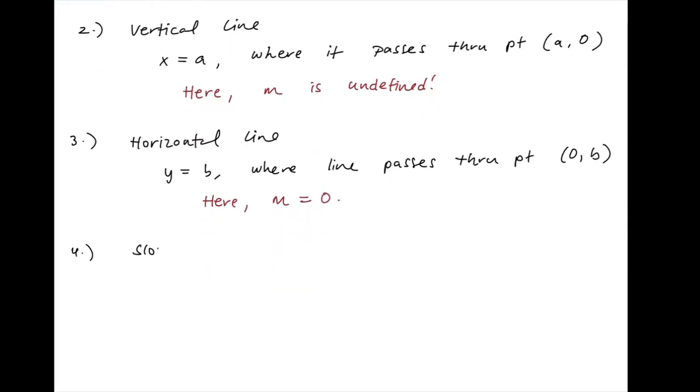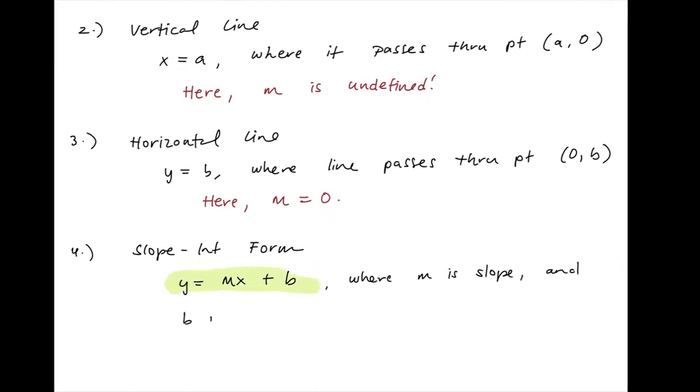Next one, slope-intercept form, which our Math 1 teachers probably ingrained into our brains. This is y is equal to mx plus b. Okay, we need to know this. There's no excuses not to know this by now. So where m is the slope and b is the y-intercept, and when all possible, use this form to graph.